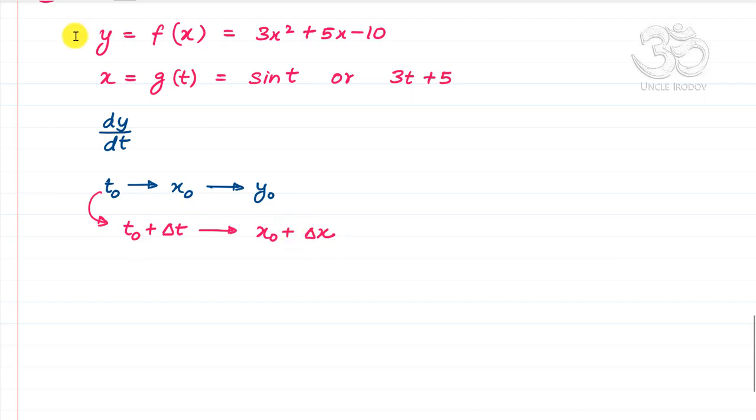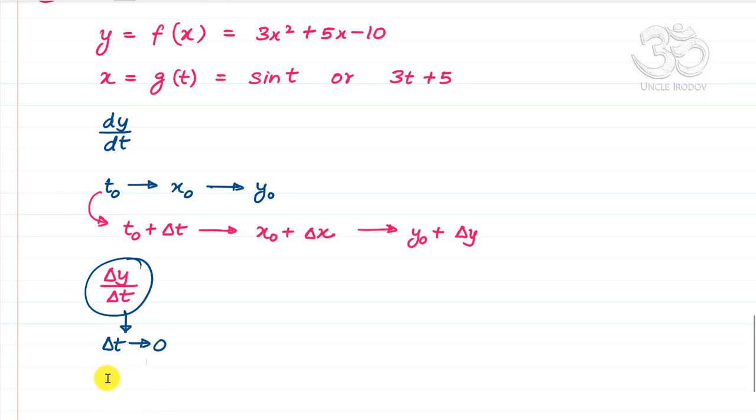But when x changes, even y should change. So the new value of y that I get is y naught plus delta y, because x changes, even y changes. And what I want to do is find out the ratio delta y by delta t, and I want to find out this ratio when the values of delta t are very small.